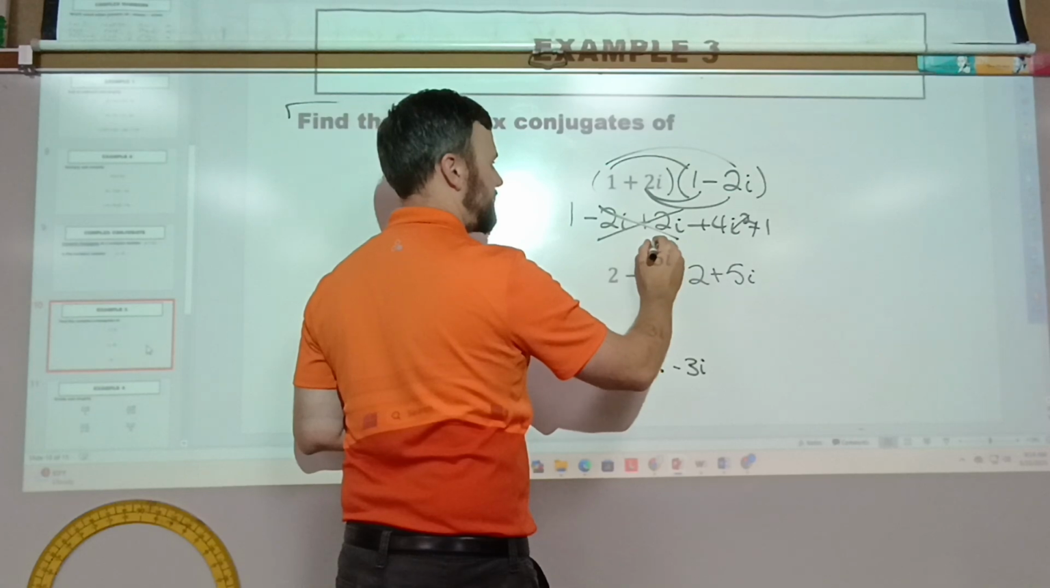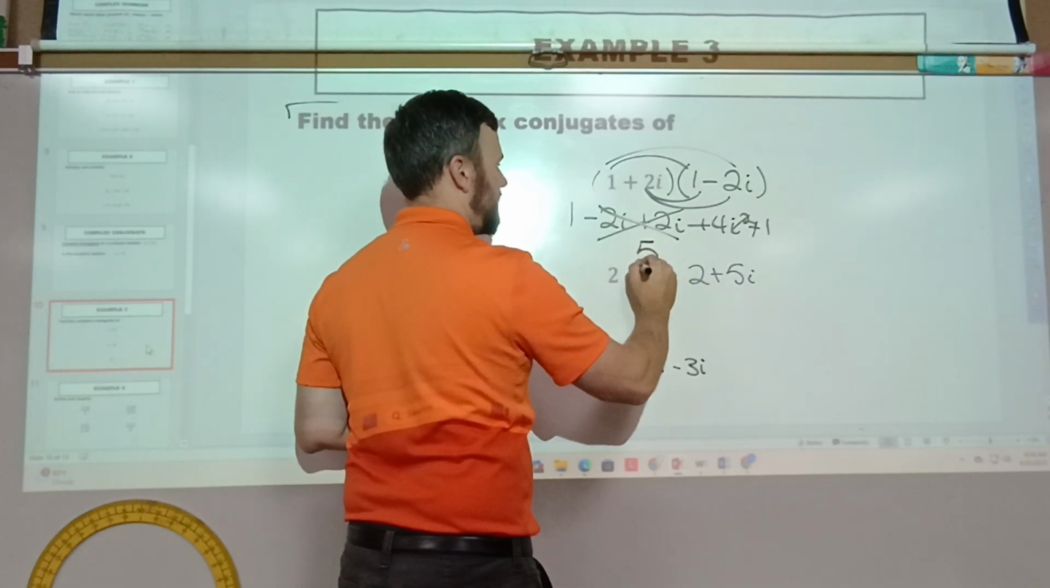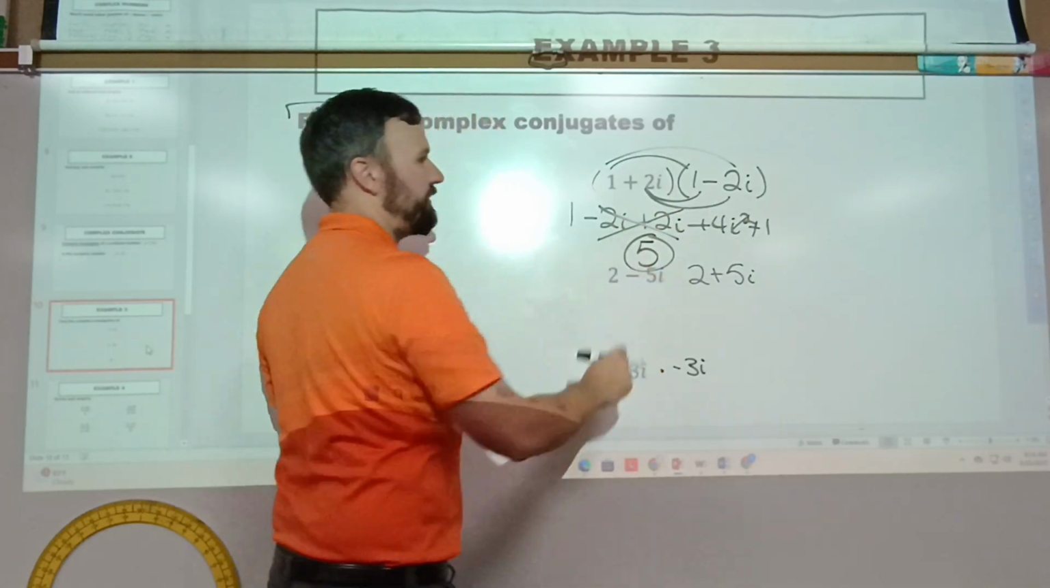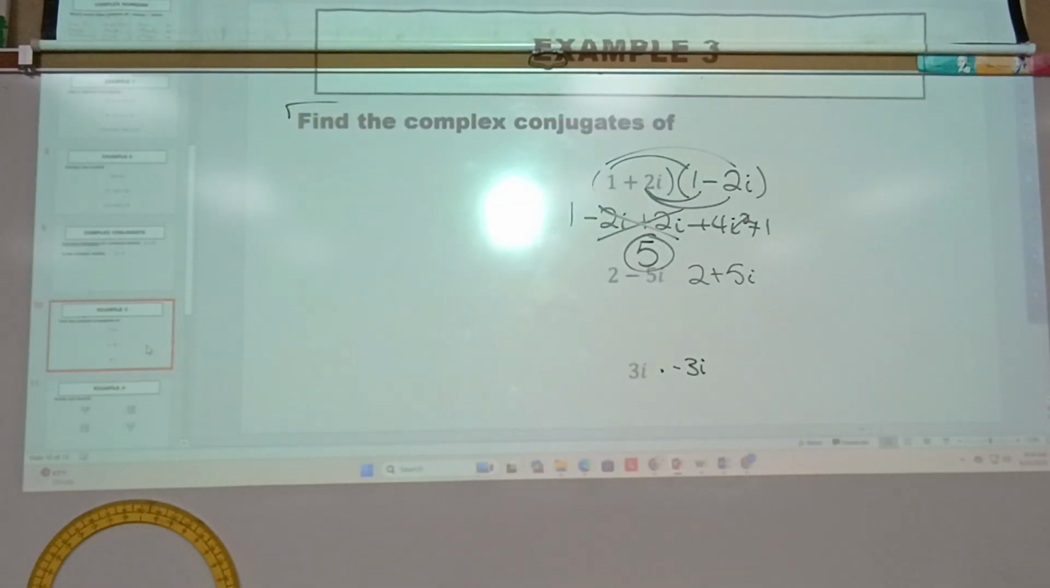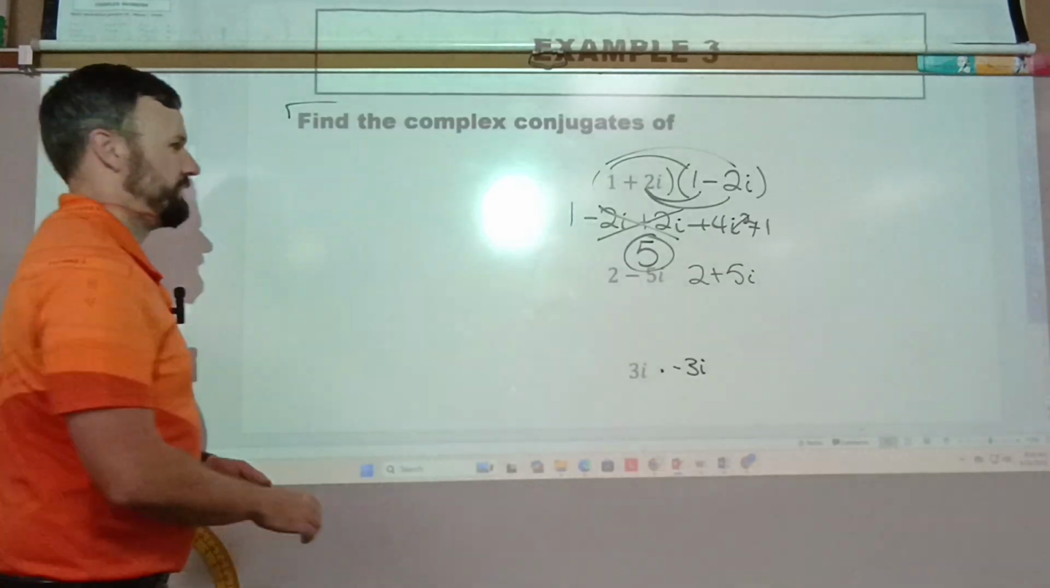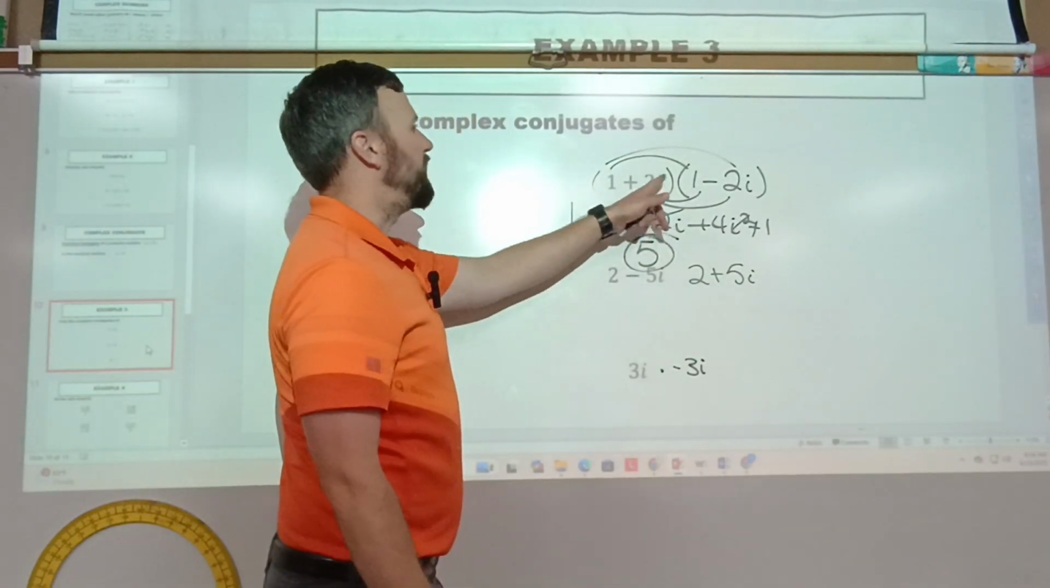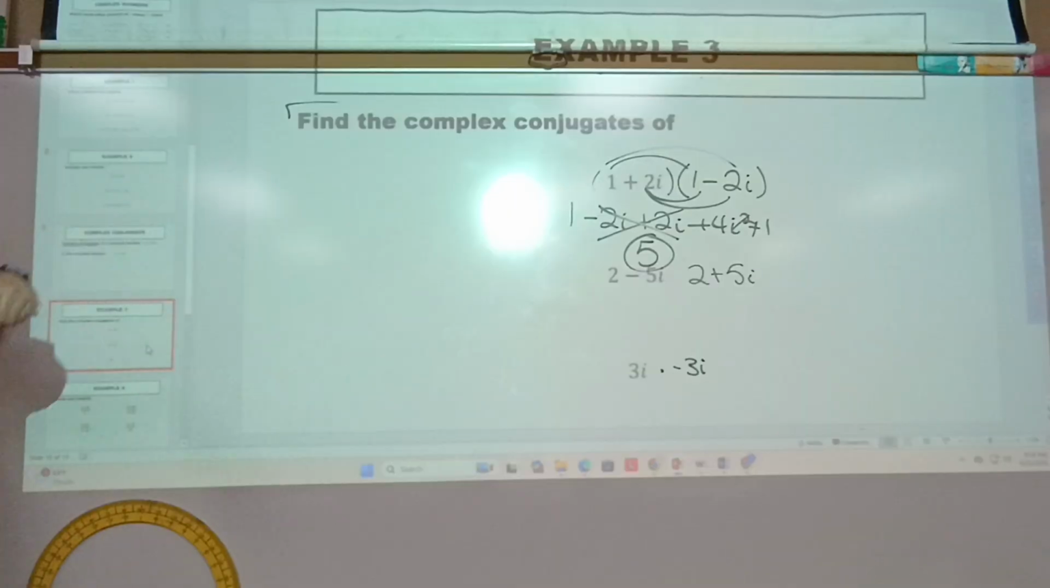So it'd be 5. So this times this is 5. Isn't that wild? It's not unreal anywhere. But again, if I gave you a complex number, could you give me the conjugate? Okay, good.